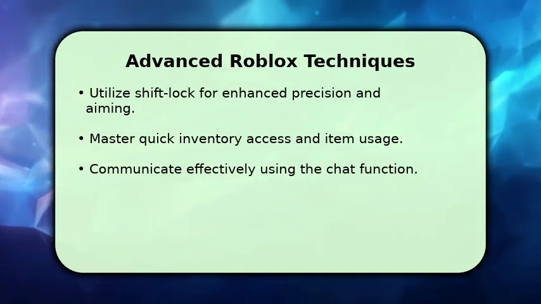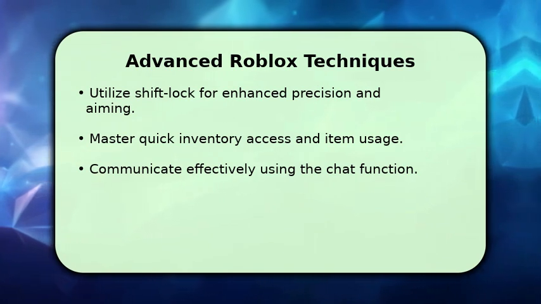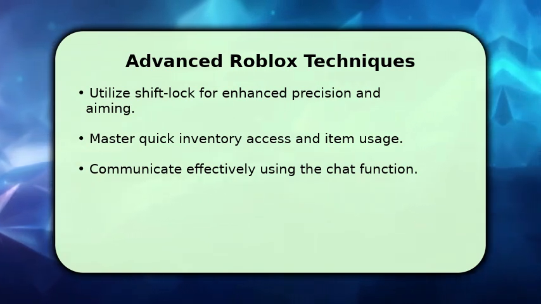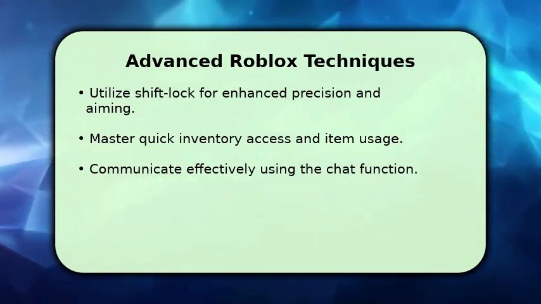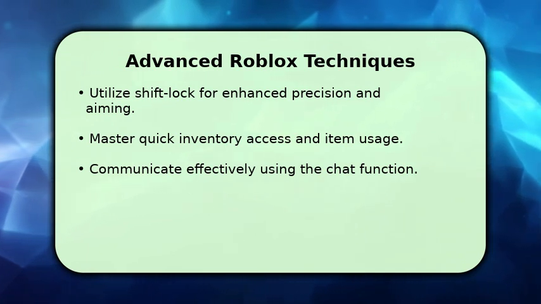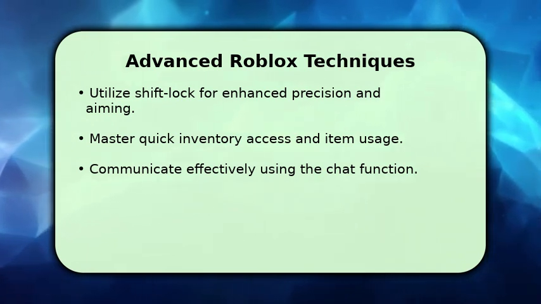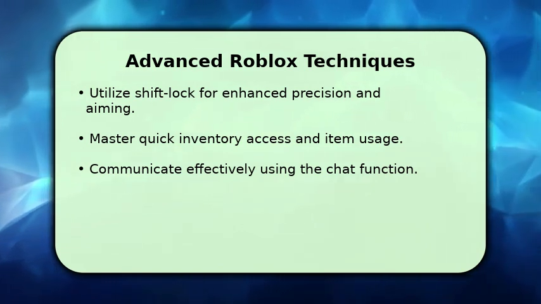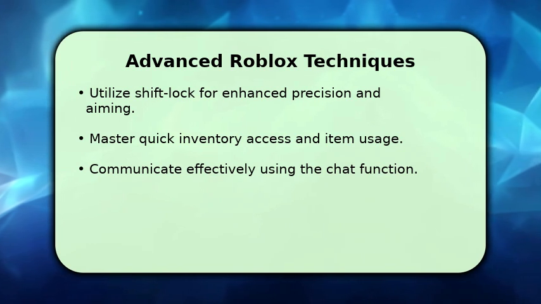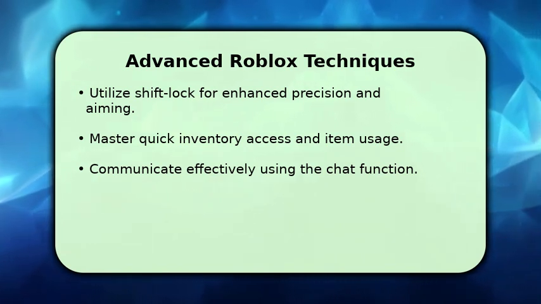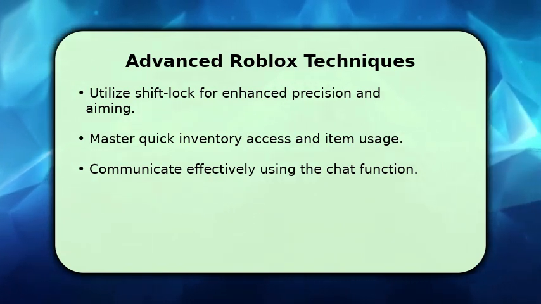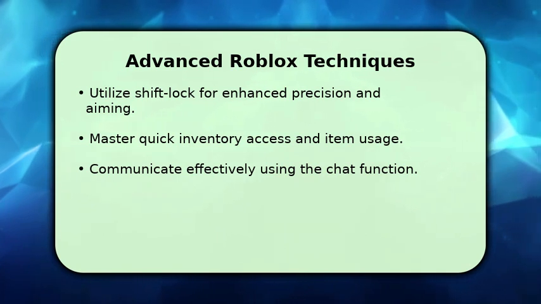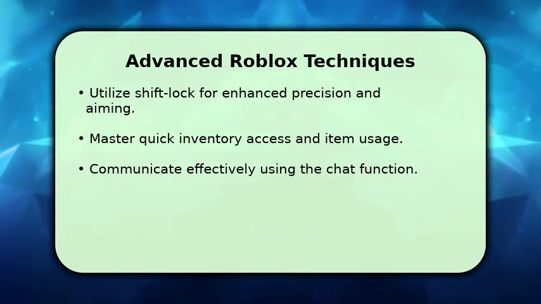Shift lock, often activated by pressing the Shift key, locks your camera behind your character, offering greater precision for aiming or navigating tight spaces. Many games allow quick inventory access using number keys, letting you switch items rapidly. Effective communication through the chat function, typically opened with the / key, is also vital for teamwork. Practicing these skills will make you a more versatile player.